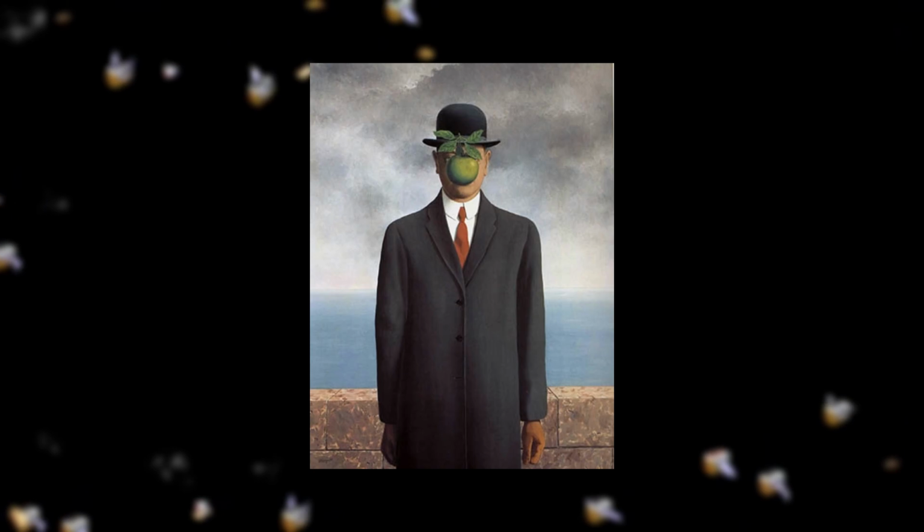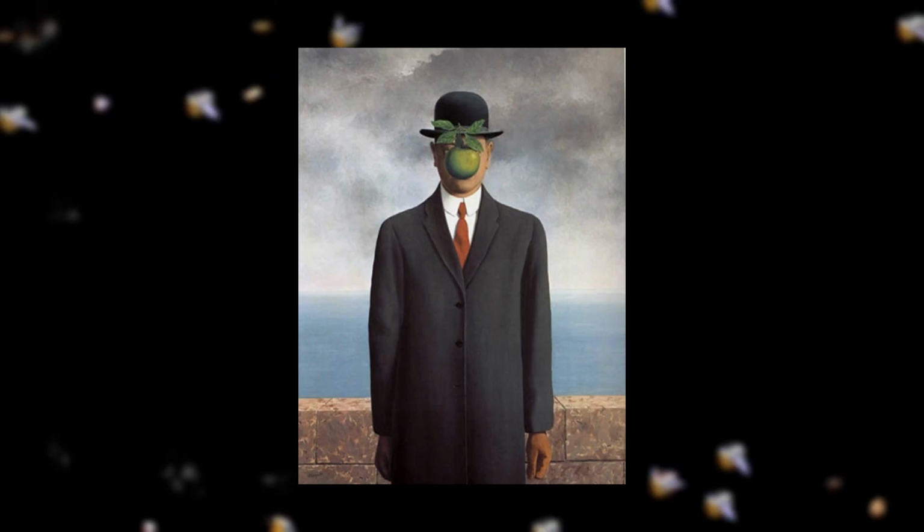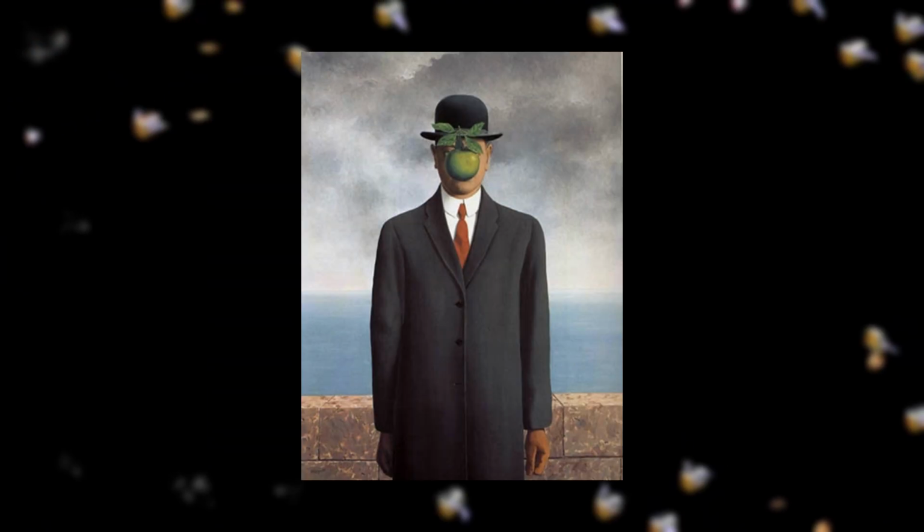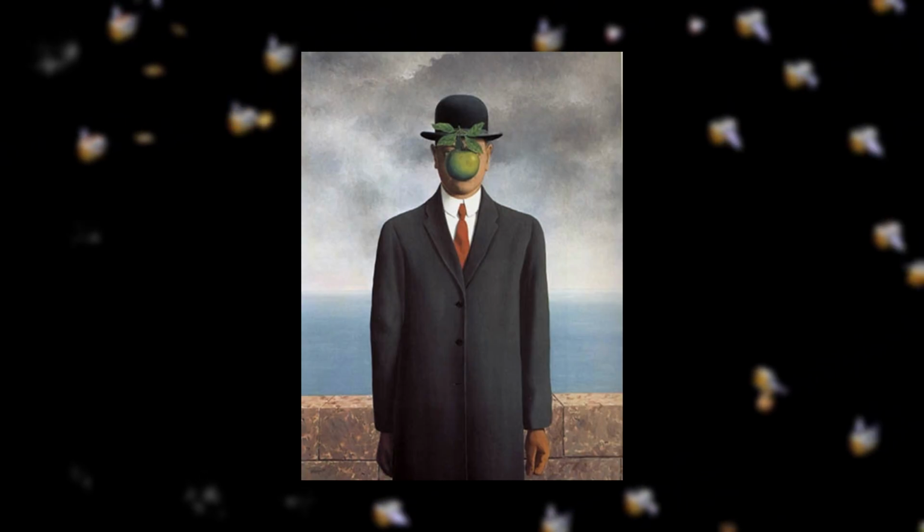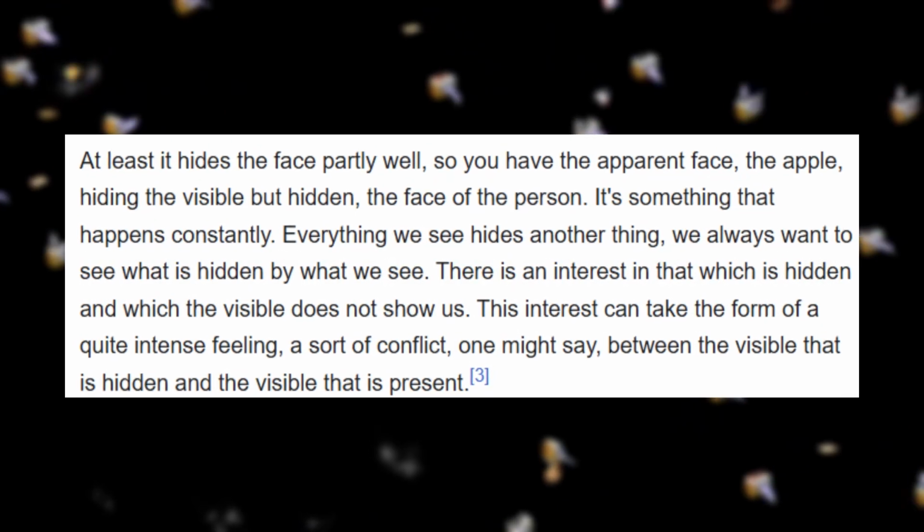The image was made in 1964. It consists of a man standing in front of a low wall with a hovering apple in his face. Magritte painted it as a self-portrait, and he also explains why the apple is there.